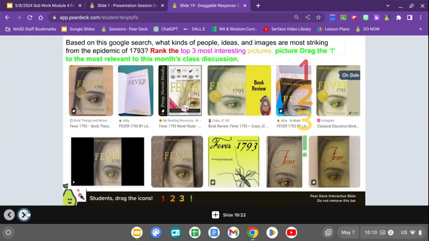Slide 19. Based on this Google search, what kinds of people, ideas, and images are most striking from the epidemic of 1793? Rank the top three most interesting pictures and drag the exclamation point to the most relevant to this month's class discussion. Please do so now.